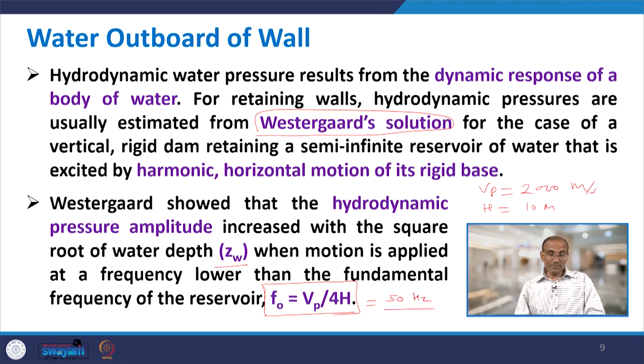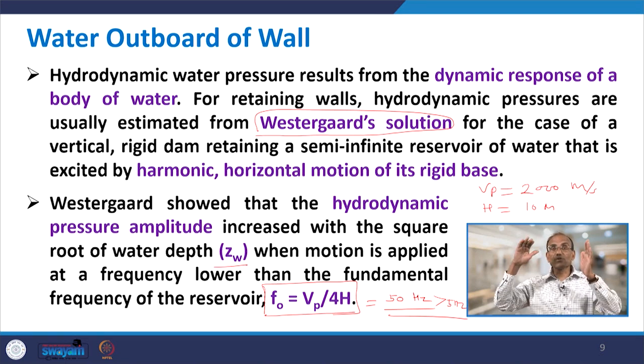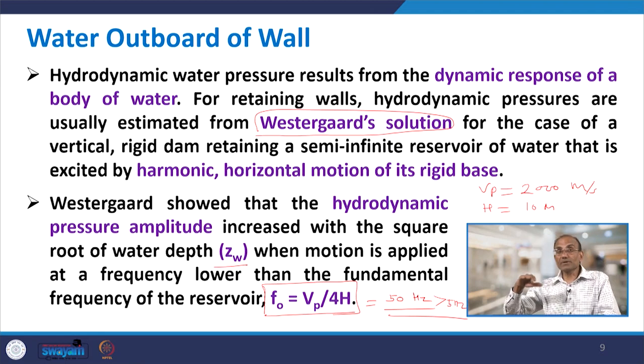So, this fundamental frequency of the reservoir is quite higher compared to the earthquake wave which we consider; typically for an earthquake you may not have more than 5 hertz. So, this is quite greater than 5 hertz. Naturally, this condition is satisfied, that the motion is applied at a frequency lower than the fundamental frequency of the reservoir. So, most of the time motion is applied at a frequency which is quite low compared to the fundamental frequency of the reservoir. As a result, we can use the Westergaard solution.